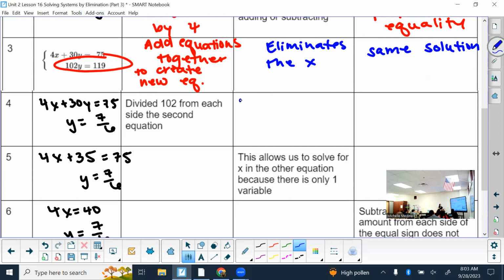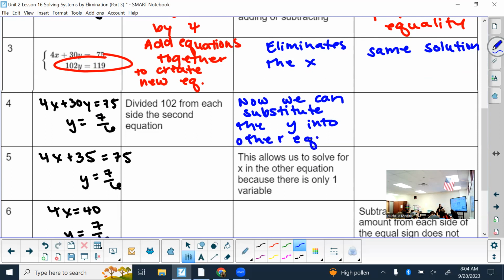Well, now we can substitute the y. Now we can substitute the y into the other equation, and that would help us solve for x. Why we're allowed to do that, there is a property called the substitution property. So that's what I would put.